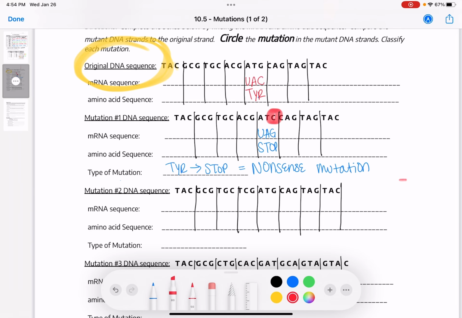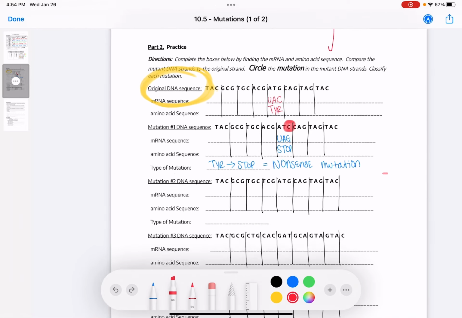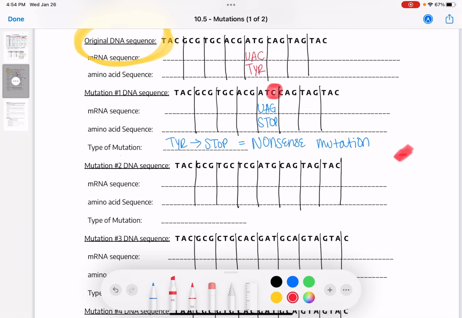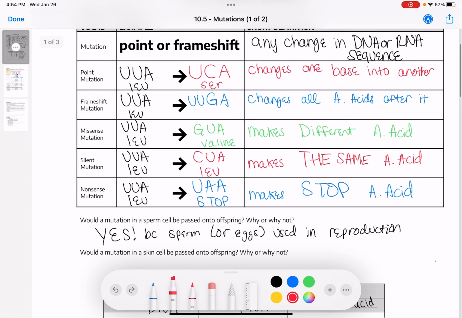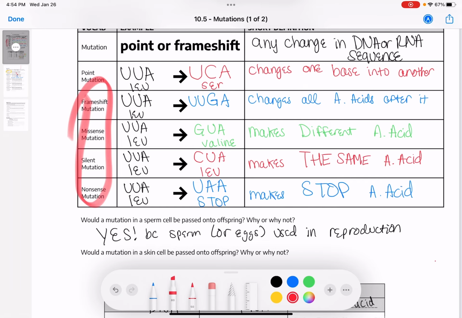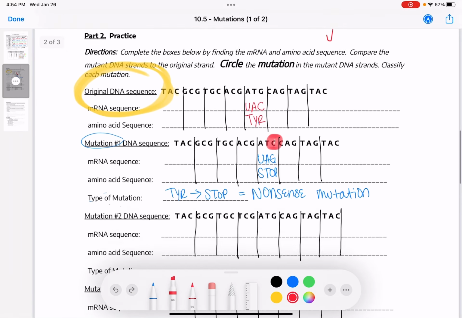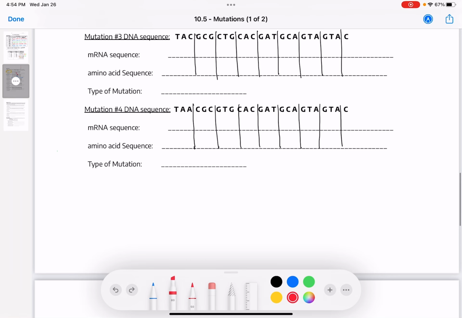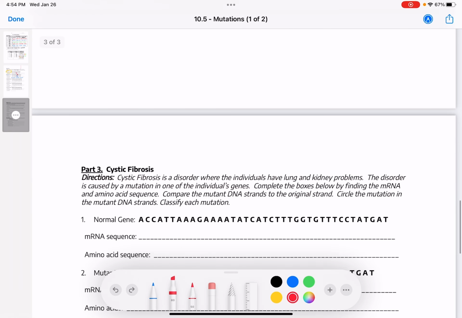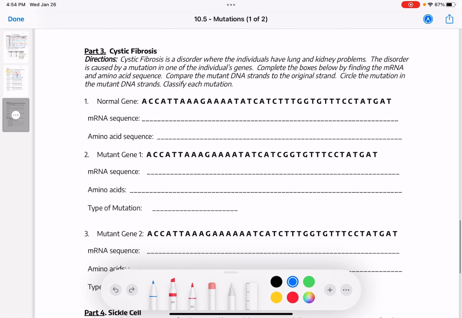Then, looking at the amino acid compared to the original, I'll be able to determine which of my mutations it is. Okay, cool. So that's pretty much how you're going to do this entire worksheet. You're making your mRNA, then your amino acid using your codon chart. And then from there, you're able to figure out what exactly the mutation is.